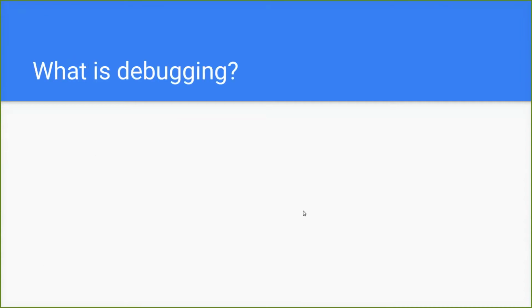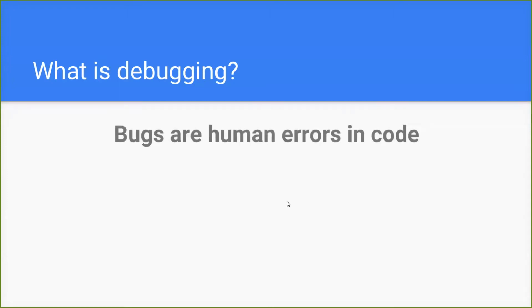Okay, so before we get into the practicalities of using Pry, let's zoom out a little and think about debugging at a more abstract level. First of all, let's think about what we actually mean by debugging. To answer this question, let's first of all clarify what we mean by a bug. So bugs are essentially human errors in code.